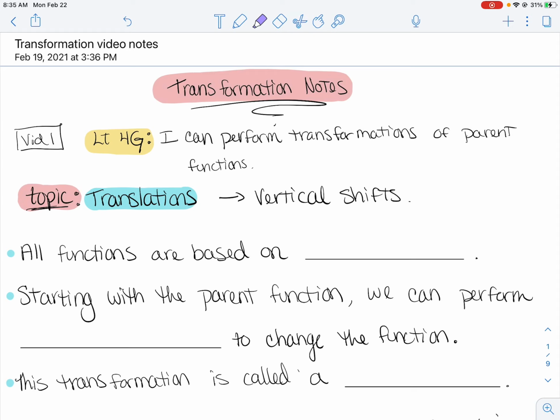Alright, so we are going to talk about transformations, and your learning target is 4G. I can perform transformations of parent functions. So you should have learned all the parent functions last time, and you can always use that reference sheet to look at what they are.